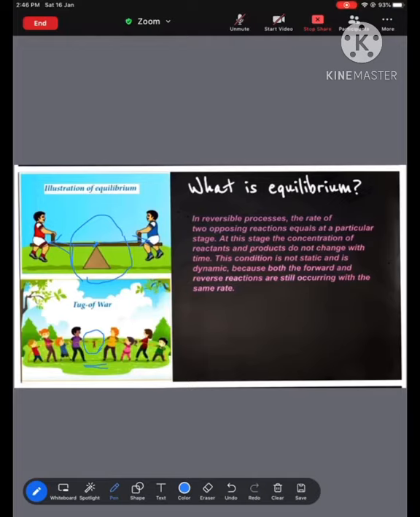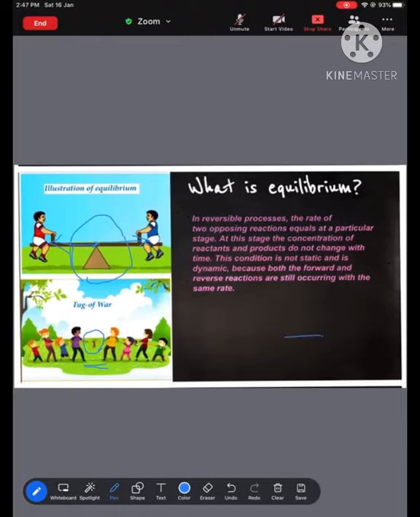So what is equilibrium? In a reversible process, the rates of the two opposing reactions become equal at a particular stage. So the speed or the rate of the reaction will be equal at a particular stage. What happens at this stage? The concentrations of the reactants and that of the products do not change with time. This condition is not static but dynamic, because both the forward and reverse reactions are still occurring at the same rate or same speed.